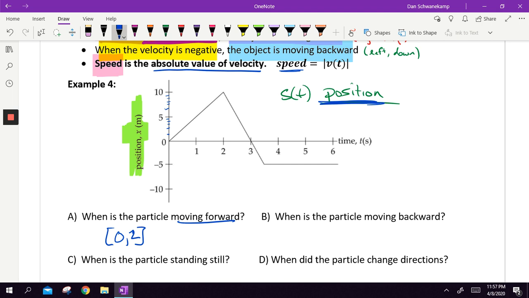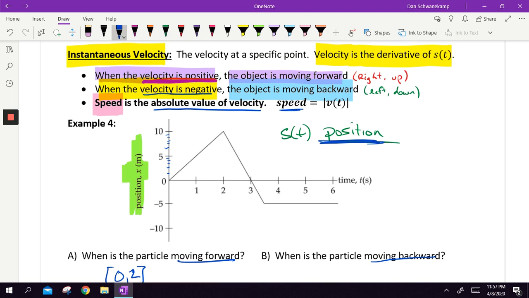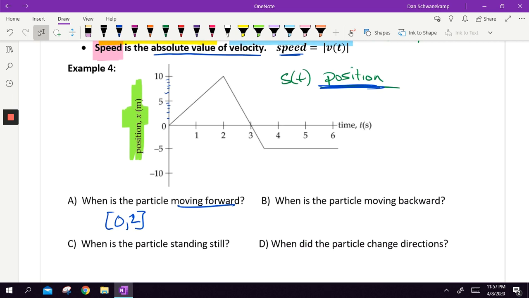When is the particle moving backwards? Well, if I'm moving backwards, I want to know when velocity is negative. So when is my velocity negative? My velocity is negative when the slope of position is negative. So I'm moving backwards from 2 until 3.5. Notice that I'm using brackets here. Anytime we talk about velocity, we're going to use brackets.